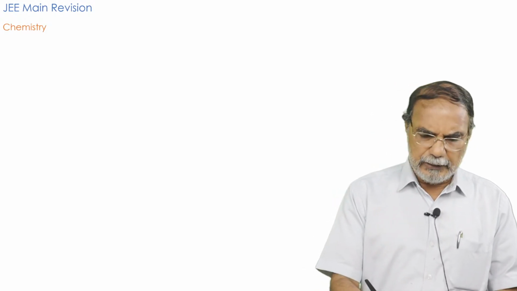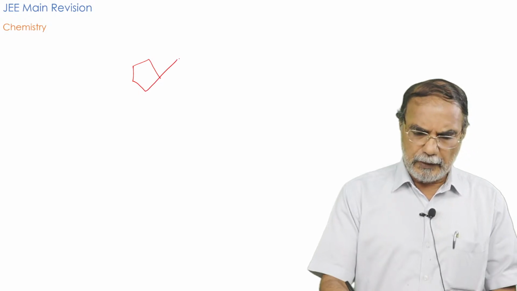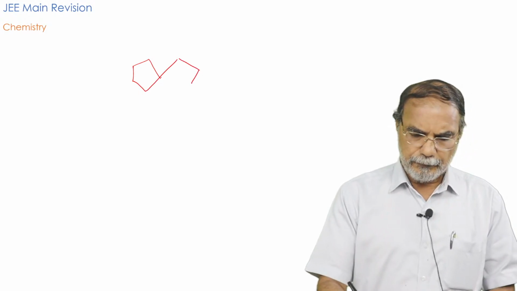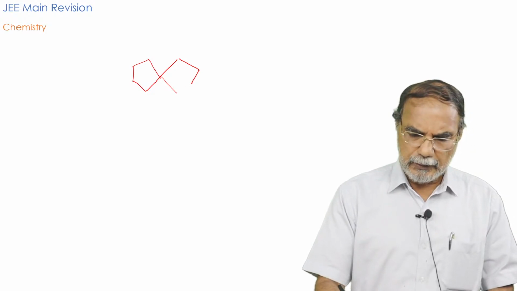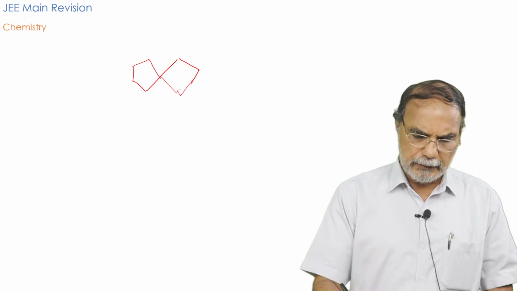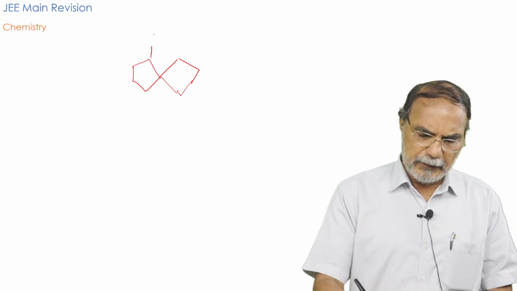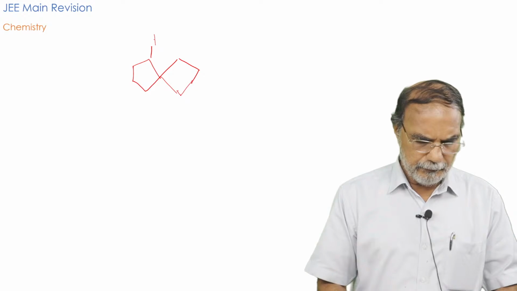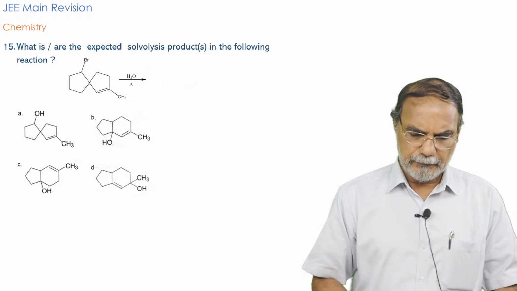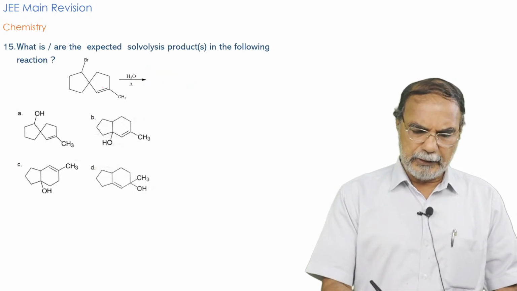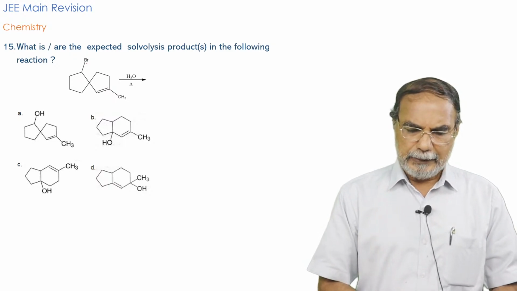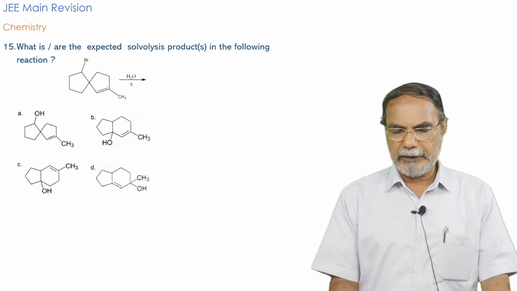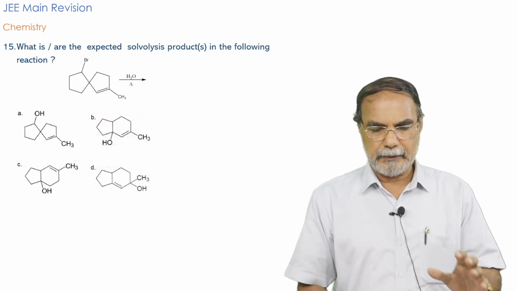Question 15 is again a question where you have to think a little bit. The second ring is also a 5-membered ring. This is the compound where you are given a bromine atom here. It's a 5-membered ring, and a bromine atom here, and it is heated with water. That heating is given. That's very important.